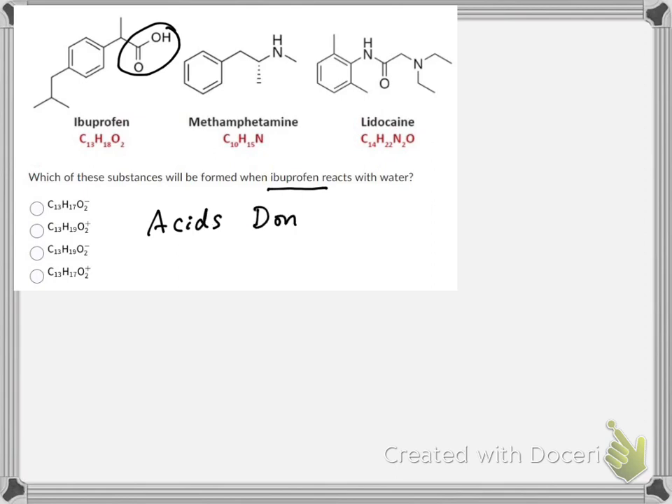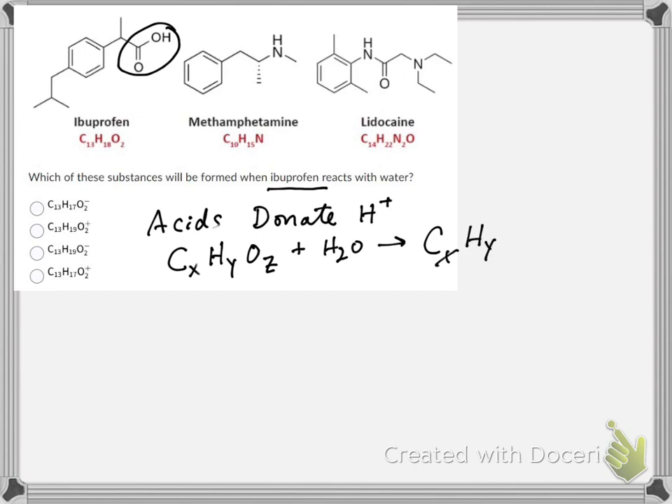All right, so the first thing we want to recognize is that the carboxylate group in ibuprofen, that's the COOH that's circled, will undergo a reaction that generically looks like this. You have some amount of carbons, some amount of hydrogens, and some amount of oxygens. It'll react with water. Now, carbon and oxygen isn't going to change, but the number of hydrogen atoms is going to decrease by 1. And that's because the molecule is going to donate a hydrogen, H plus, and it's going to take on a negative charge.